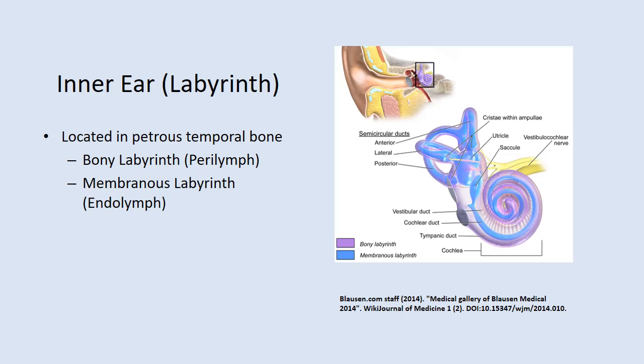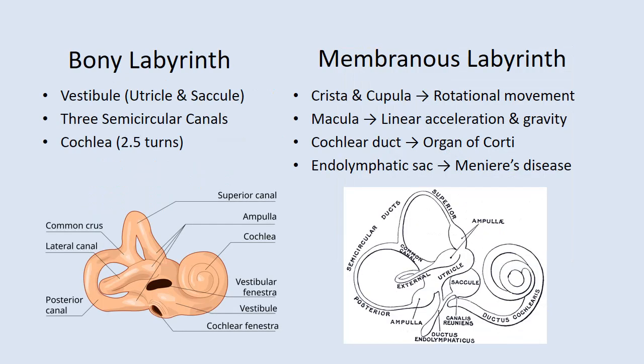Finally, we arrive at the inner ear, the most intricate part, embedded deep in the petrous part of the temporal bone. It's divided into 2 main labyrinths. First, the bony labyrinth, a series of cavities filled with a fluid called perilymph. It comprises 3 parts: the vestibule, which houses the utricle and saccule, the 3 semicircular canals, and the cochlea, a snail shell-like structure with 2.5 turns.